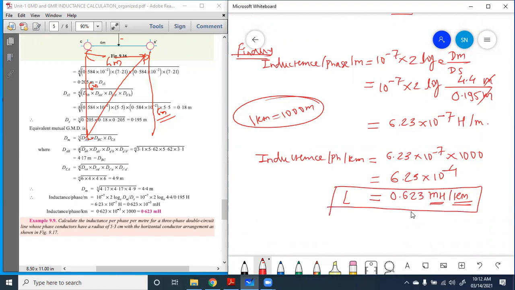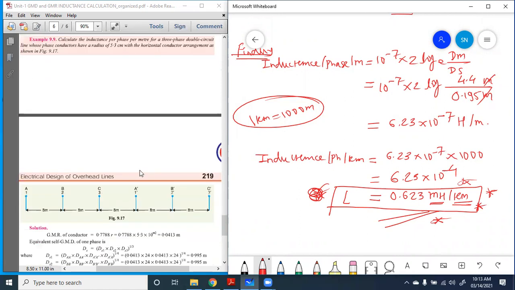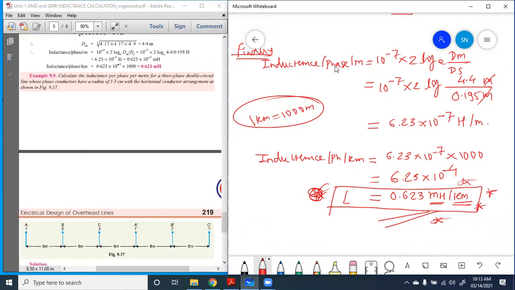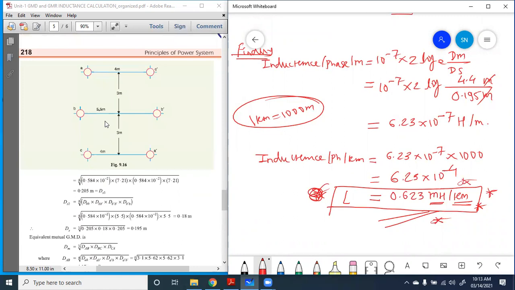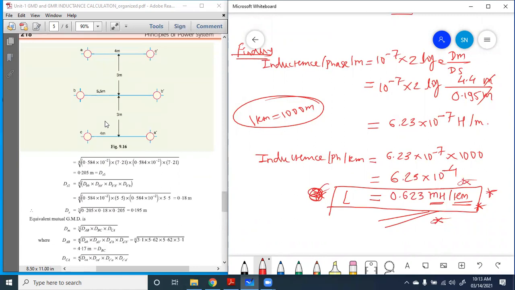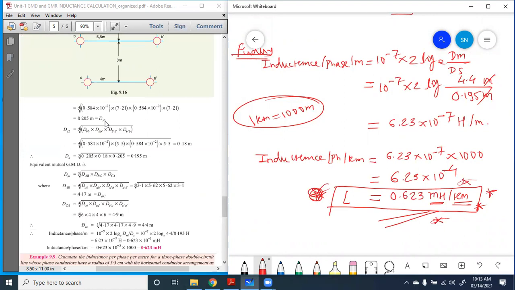Inductance of the three-phase double circuit given transmission line. This is the final required answer. So in this way, we have to solve the different configuration numericals for the double circuit three-phase transmission line. Similarly, in the next numerical, first we calculate the different distances, then after simple calculations the self GMD and mutual GMD are found, and finally the formula is the same, that is 10 raised to the power minus 7 2 log e Dm upon Ds. Then we simply put the Dm and Ds values.